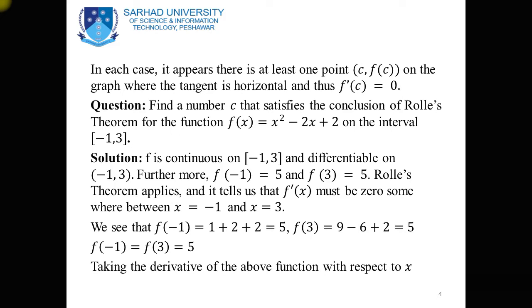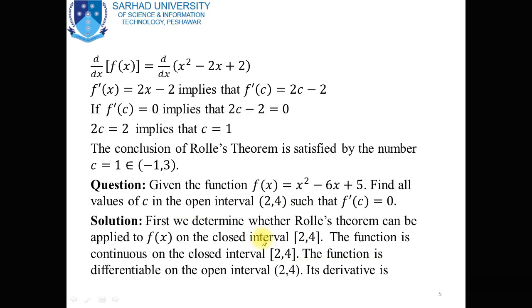Now there exists at least one point in this interval between -1 and 3 at which the derivative of the function is 0. Since it is given that this function satisfied the hypothesis of the Rolle theorem, we take the derivative of the function. The derivative of the function is equal to 2x minus 2. So the derivative of this function at some x equal to c in the open interval will be equal to 0, because it is given that the function satisfies the hypothesis of Rolle theorem.